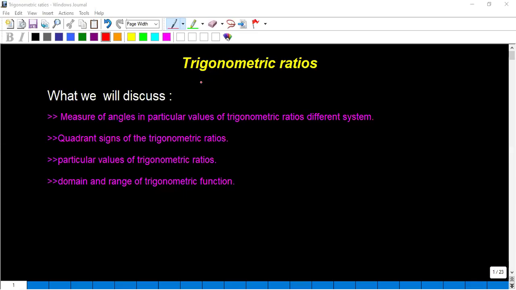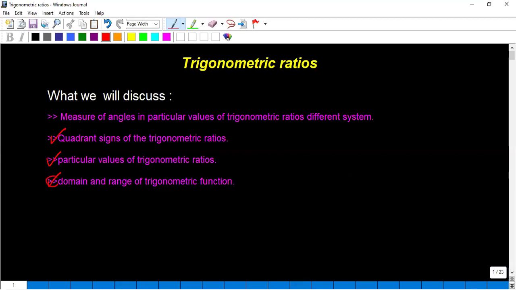Hello everyone. In this session, I'm going to introduce a very important topic, trigonometric ratios, basic introductions. What are the different types of measuring angles that we have? What are the quadrant signs? We're going to see the particular values of trigonometric ratios. What is the domain and range of a trigonometric function?